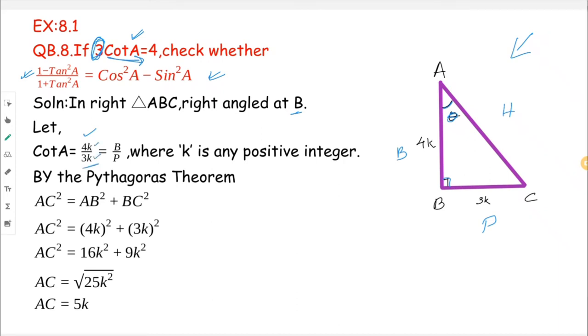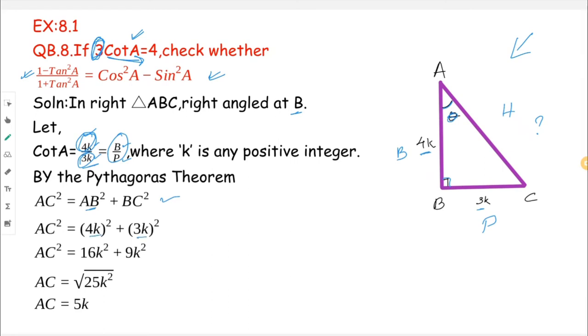Alright, and what are two sides corresponding to cot? Base and perpendicular, which means 4k is our base and 3k is our perpendicular. So you can see 4k, 3k. Now let's find the hypotenuse by using the Pythagoras theorem. I've already written it for us here, right? So AB is how much? AB is 4k. So 4k square plus BC is 3k square.